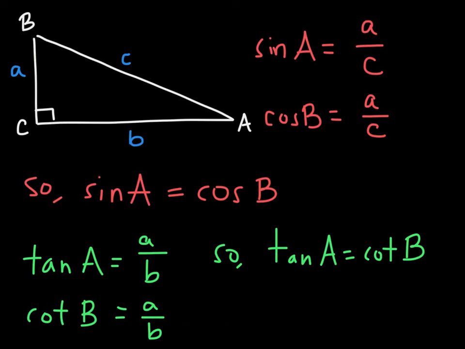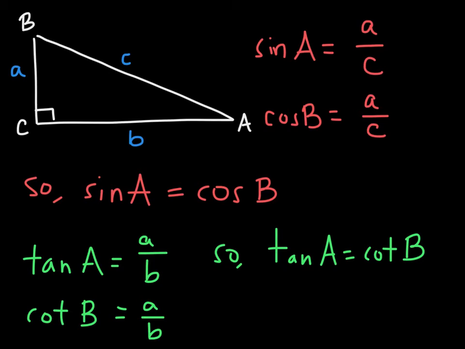So what we just determined is that sine of angle A, watch this, is equivalent to cosine of its complement. A and B are complements. Tangent of angle A is equal to cotangent of its complement. Sine and cosine are called cofunctions. Tangent and cotangent are called cofunctions. These are cofunction pairs. Also, secant and cosecant are cofunction pairs.